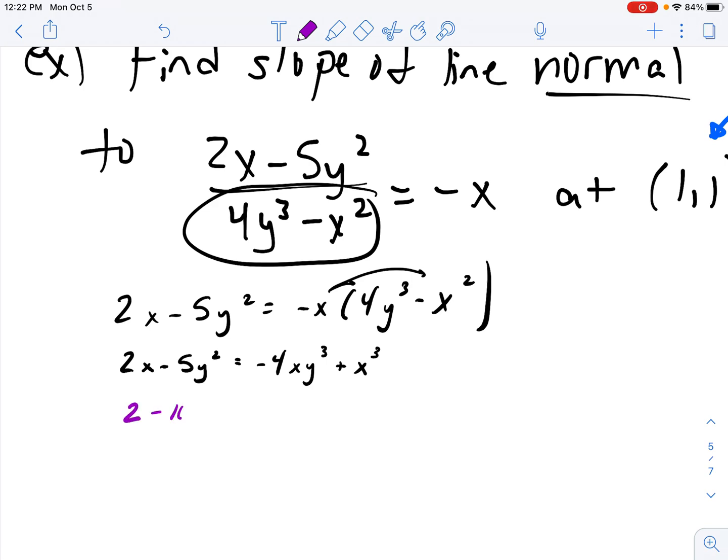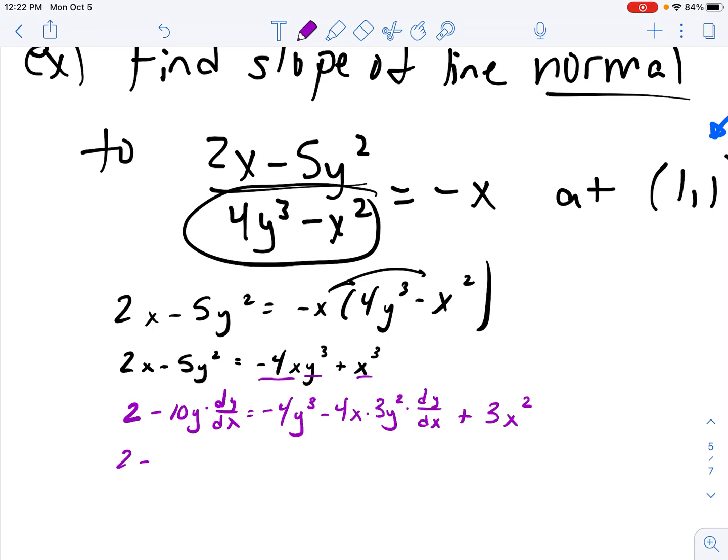So I'm going to go ahead and start taking the derivative from left to right. So derivative of 2x, derivative of 5y squared, 10y dy dx. Okay, negative 4x times y cubed. The derivative of negative 4x is negative 4 times the y cubed. Keep the minus 4x, and the derivative of y cubed is going to be what? 3y squared times dy dx.